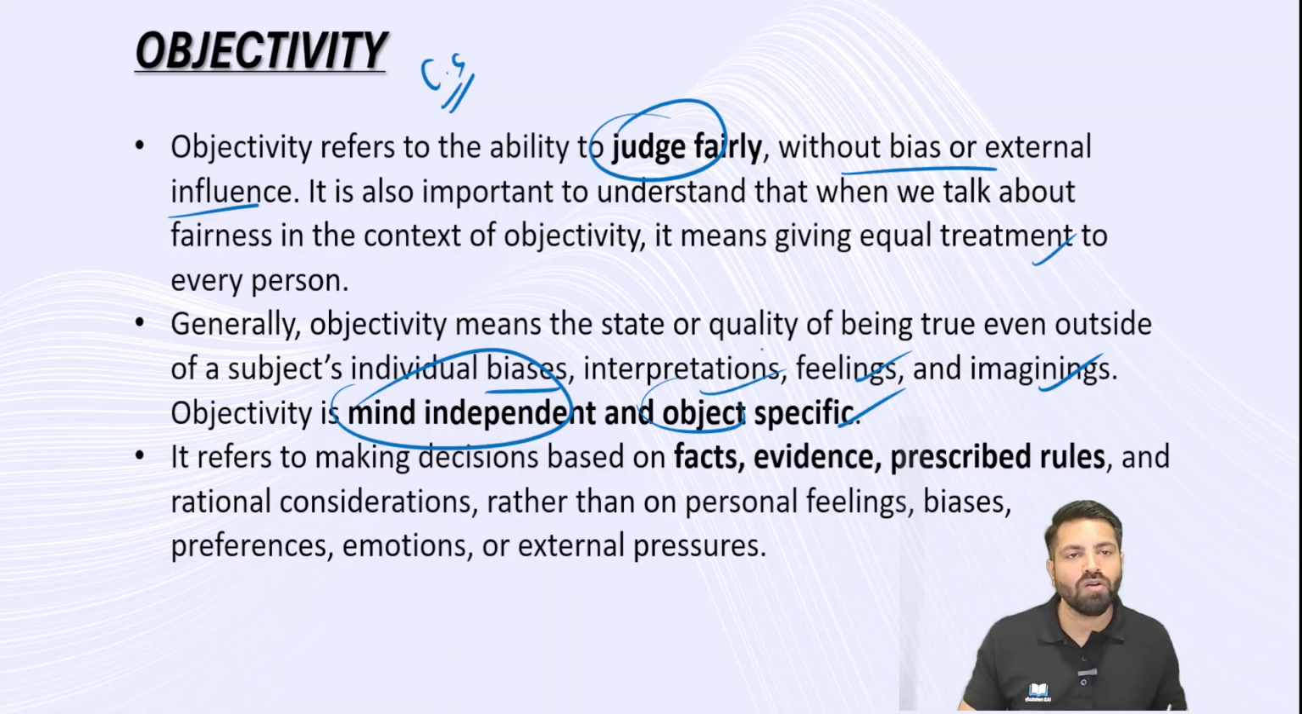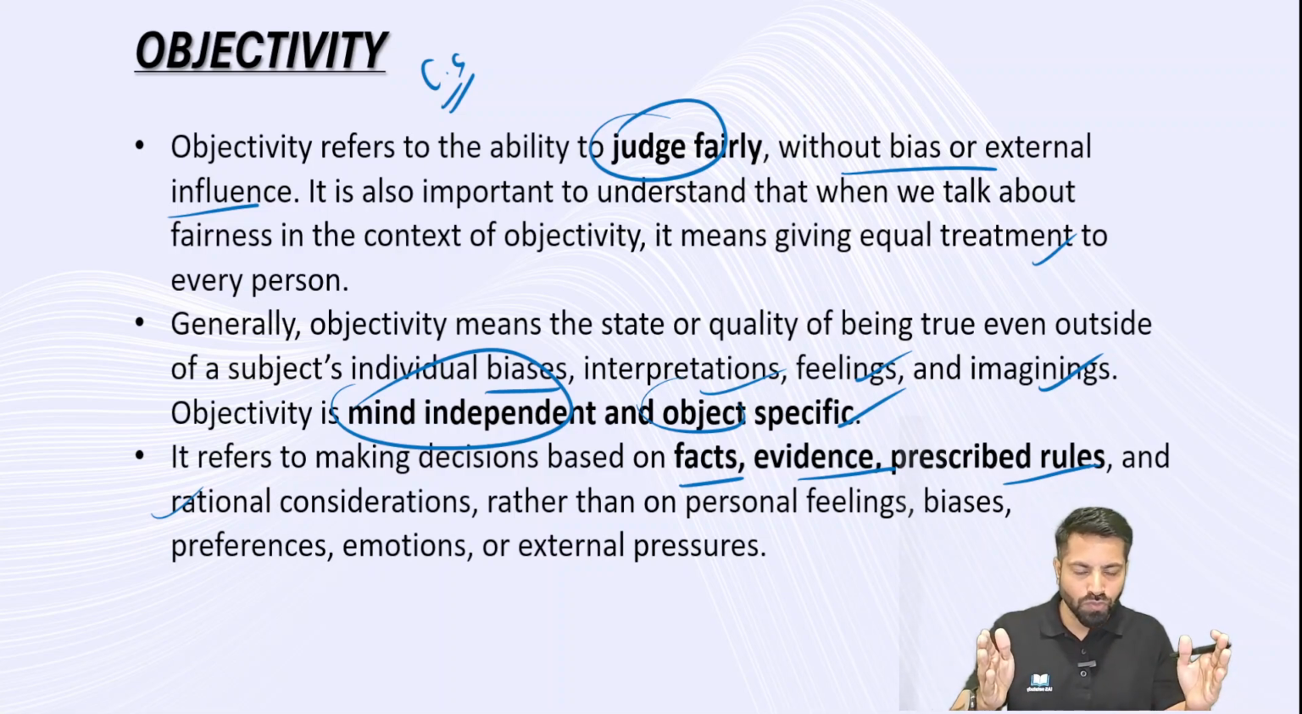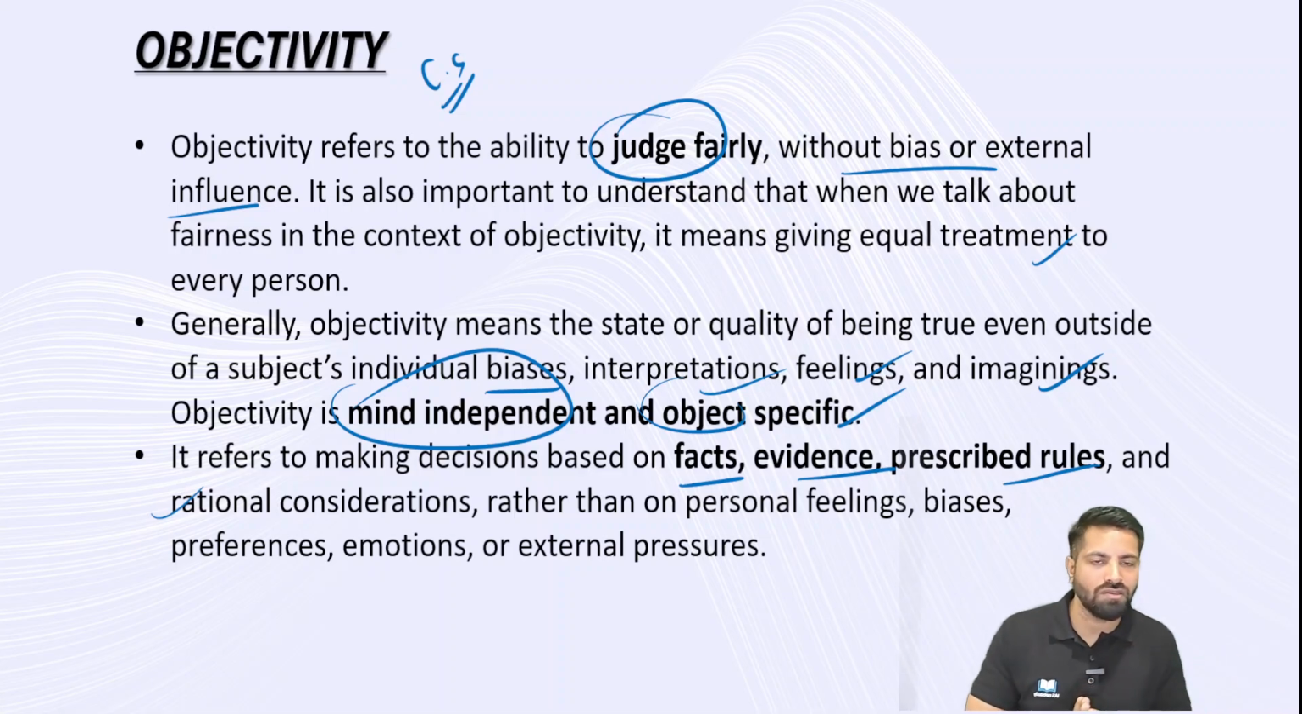What is the object here? The object is the established rules by the government of India. So this is what objectivity is. Here I make decisions based on facts, based on evidence, based on prescribed rules or rationality. The government has given the rules that if you get these documents, then only give the OBC certificate. I am going to follow that. I am not going to be subjective.